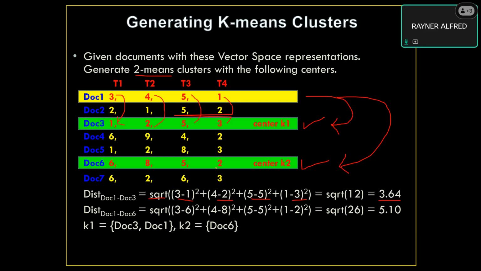Okay, so we repeat again for document 6. So 3 minus 6, 4 minus 8, 5 minus 5, 1 minus 2. Take the sum, square root, we get 5.10. It looks like document 1 is nearer to document 3, so we put them in the same cluster.